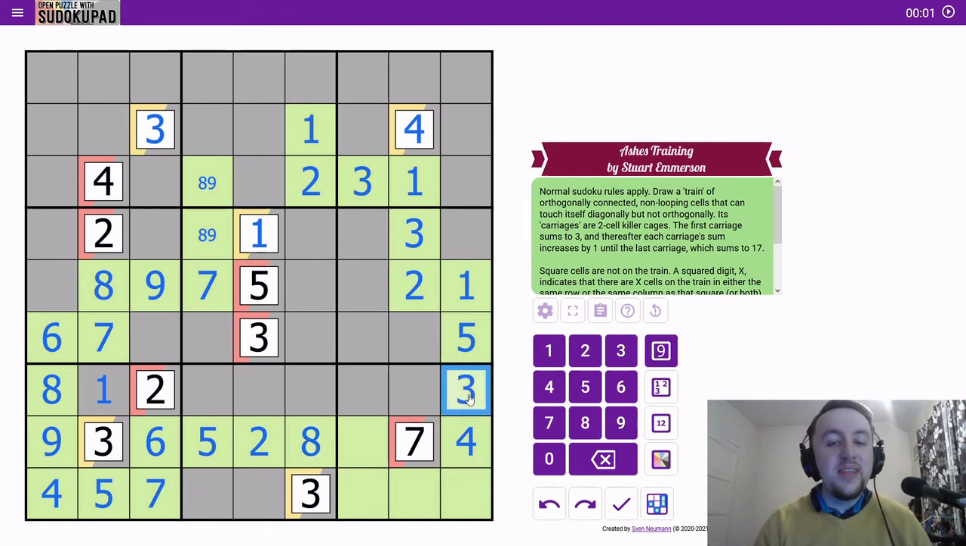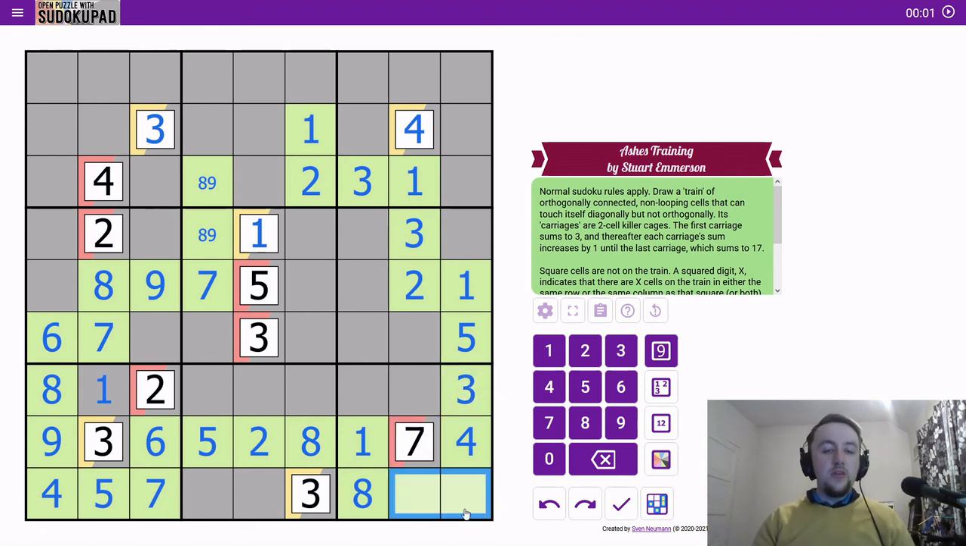This 9 can't be 3 and 6, or 4 and 5, or 7 and 2, so it must be 8 and 1, and it must be that way round because of that 8. This 8 can't be 3 and 5, or 7 and 1, so it must be 2 and 6, and that 2 tells us which way round.